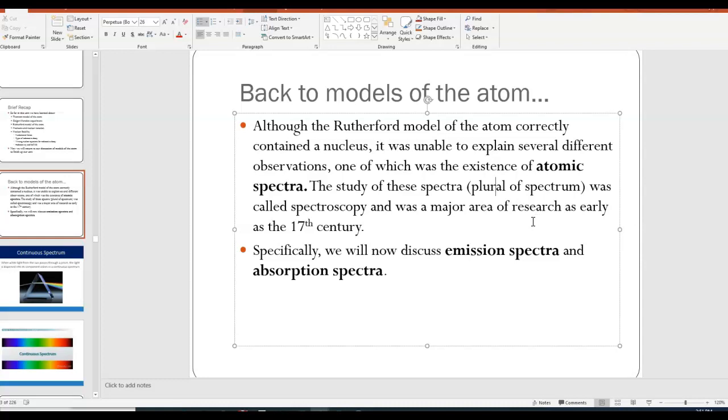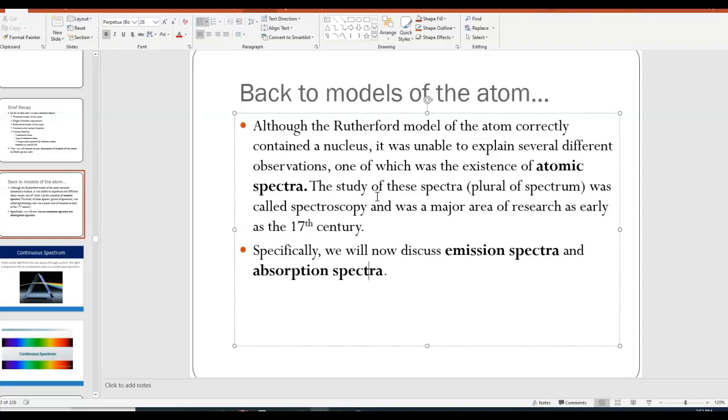And we'll talk about what atomic spectrum means, but basically there are 2 types. There's what's called emission spectra and absorption spectra. I've been saying spectra a lot, so let me get into what it is we're talking about here. Now you might ask yourself, by the way, what does this have to do with models of the atom? What we're going to talk about is what are the limitations of the Rutherford model of the atom.